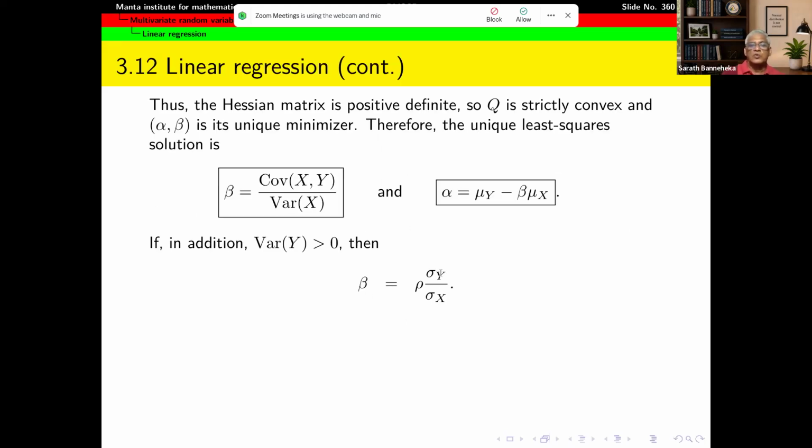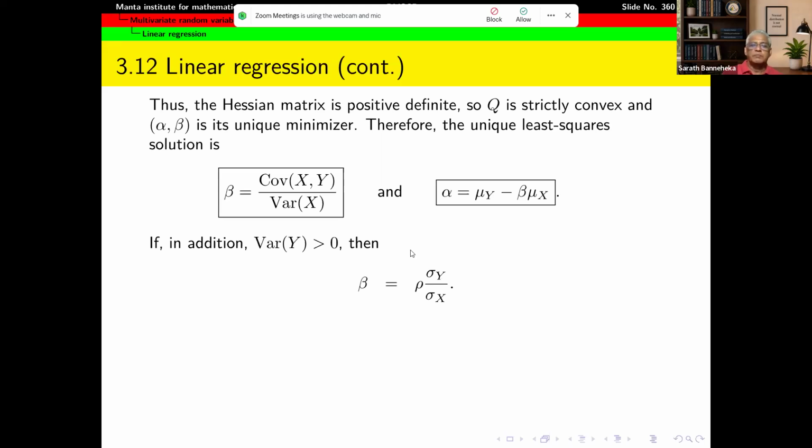So this quantity is always positive, this quantity is always positive. Therefore the sign of beta is the same as the sign of rho. So that means if the slope beta in the least squares regression line is positive, then rho is also positive. If beta is negative, then rho is also negative.